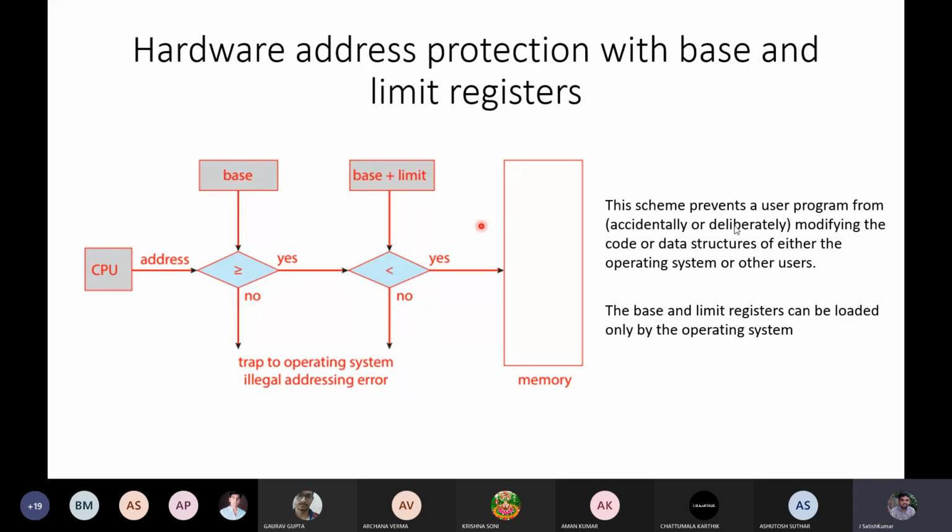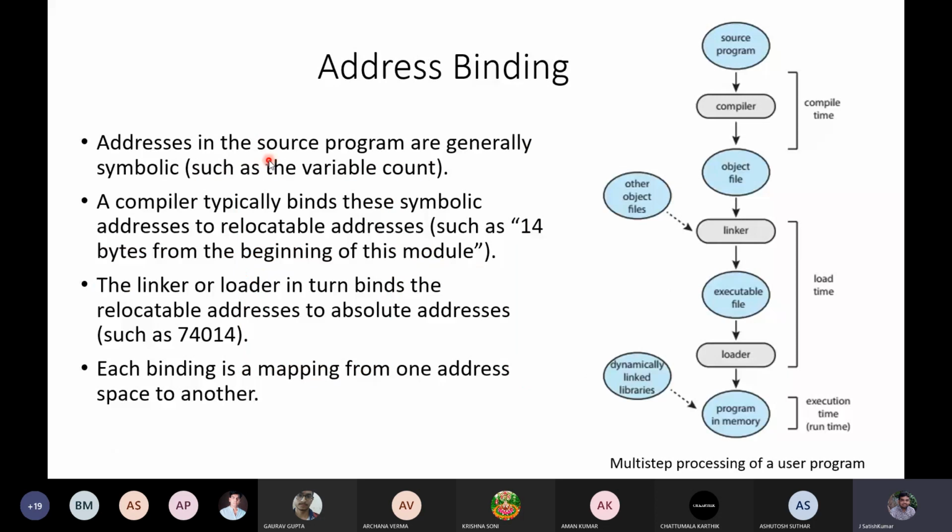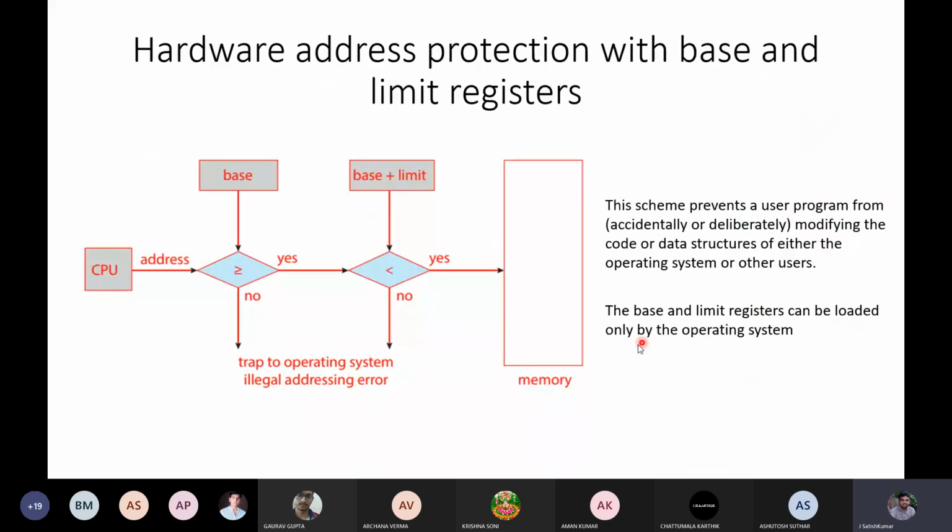This scheme prevents a program from accidentally or deliberately modifying the code or data structures of either the operating system or other users. The process should not go into the operating system or disturb what is executing there. The base and limit registers can be loaded only by the operating system, and when the CPU generates an address, it should verify it against base and base plus limit before accessing main memory. Is this clear?